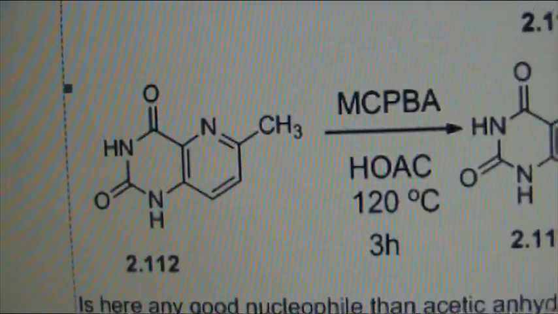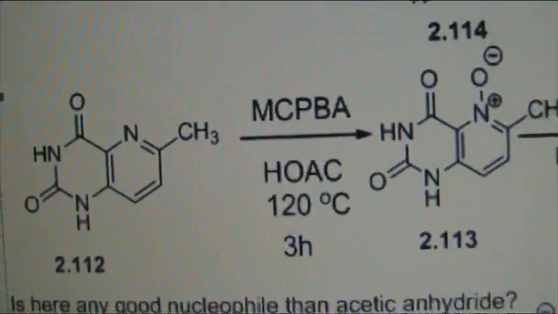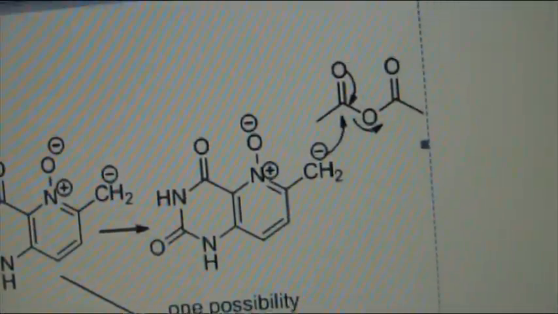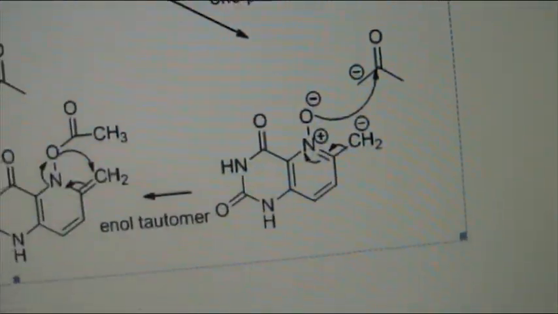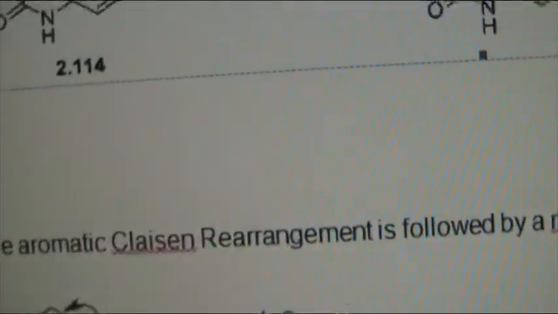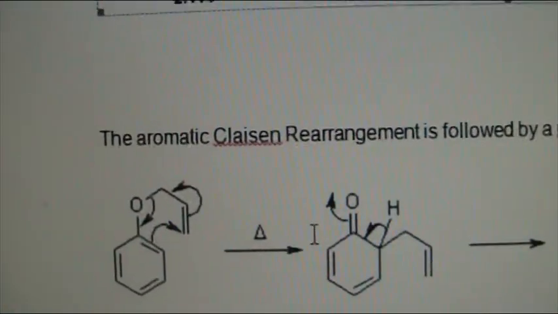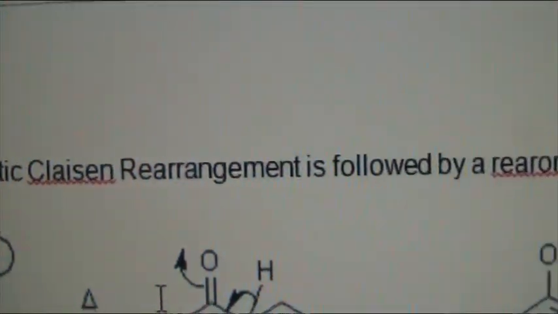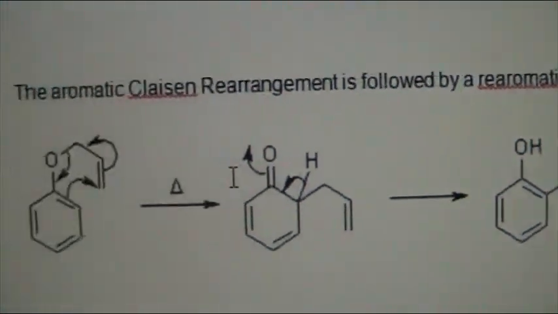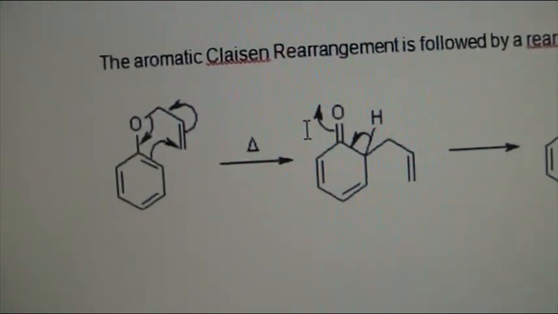Wow. From this one, MCPBA. Yes. From MCPBA. And this one, yeah, wow, and this one and this one. Okay, the aromatic Claisen rearrangement is followed by re-aromatization. So this is one example.